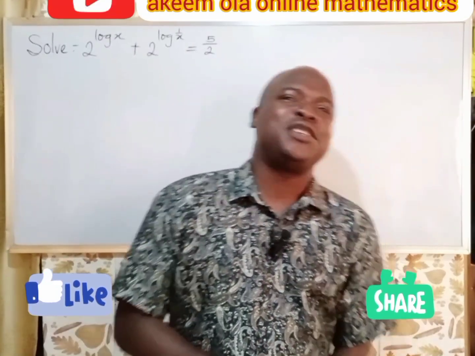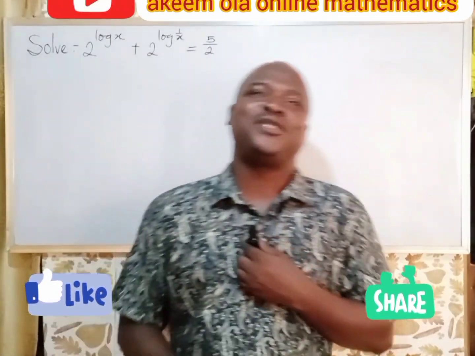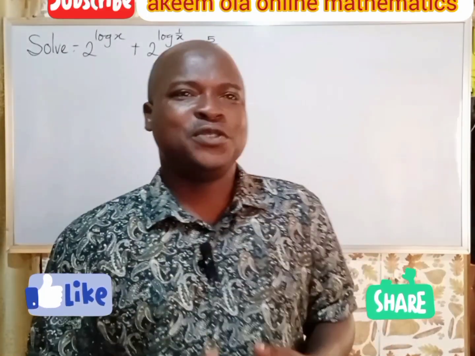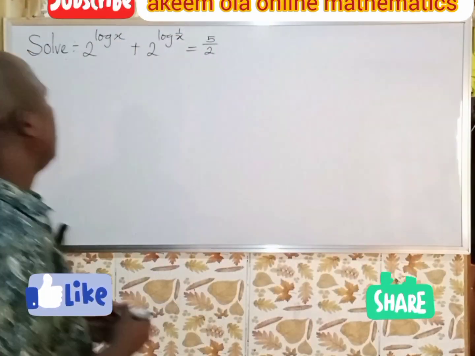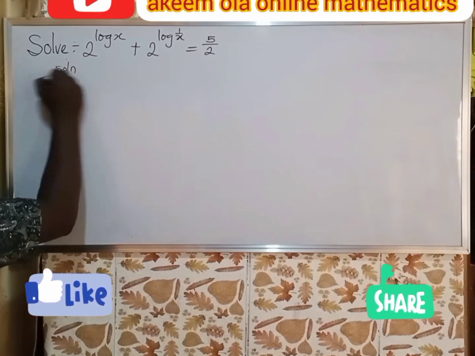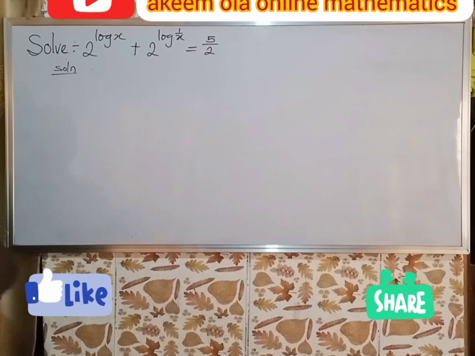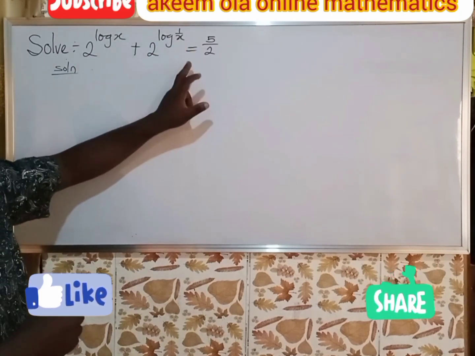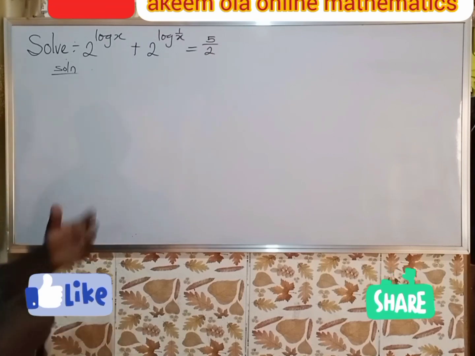We have another question to solve today, and the question we are solving today is right here on the board. Let's go solving the question. We are given this, so we are going to have a solution. I have here 2 log x plus 2 log 1 all over x is equal to 5 all over 2.